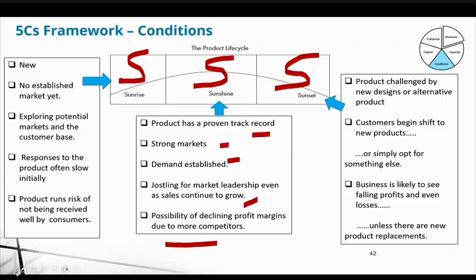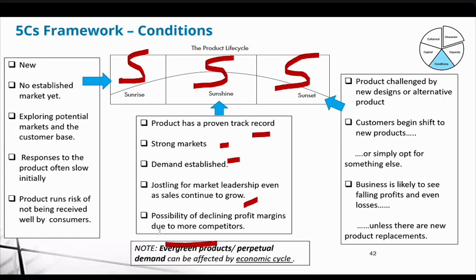And then here, some products are what we call evergreen. Evergreen means perpetual. Perpetual means forever. So if I say the word evergreen or perpetual, it means forever, and it's only affected by the economic cycle.